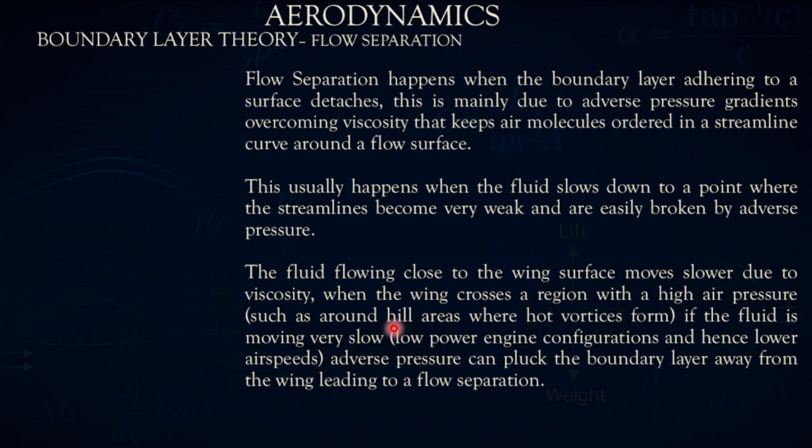By the way, such areas would be areas where you have hot vortices. So if the fluid is moving very slowly, for instance with low power engine configurations and hence lower airspeed, the adverse pressure that is pushing against the viscosity, or the internal friction of the air molecules, can peel out or pluck out the boundary layer away from the wing, detaching it from the wing and leading to flow separation. This is what flow separation means.